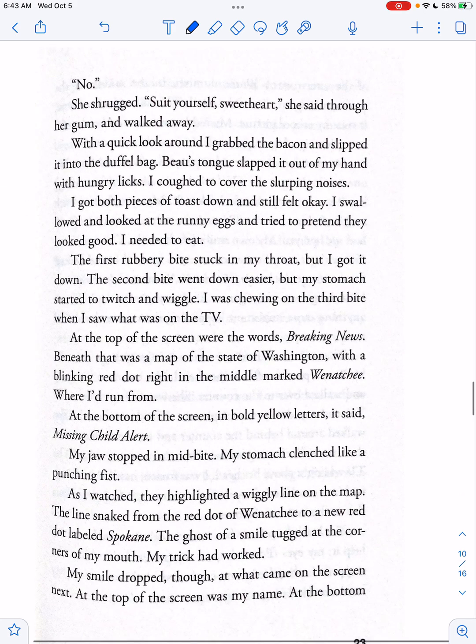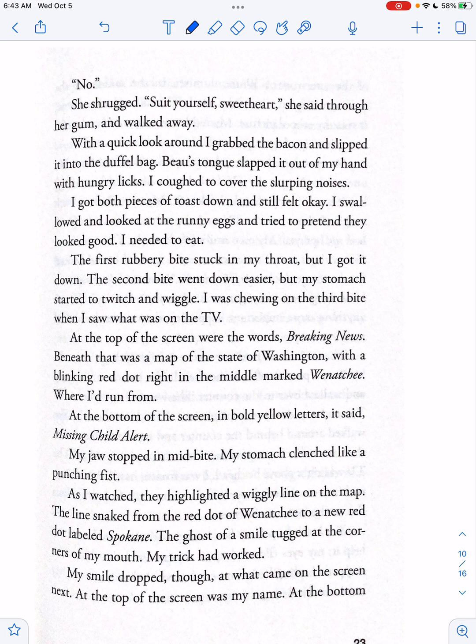With a quick look around, I grabbed the bacon and slipped it into the duffel bag. Bo's tongue slapped it out of my hand with hungry licks. I coughed to cover the slurping noises. I got both pieces of toast down and still felt okay. I swallowed and looked at the runny eggs and tried to pretend they looked good. I needed to eat. The first rubbery bite stuck in my throat, but I got it down. The second bite went down easier, but my stomach started to twitch and wiggle.